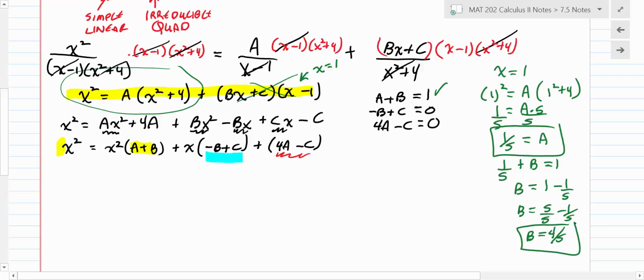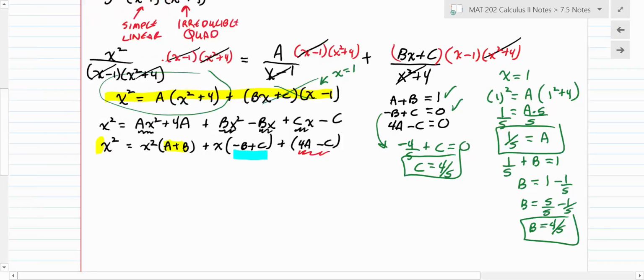Okay? All right, everybody okay with that? Fractions. You've got to deal with the fractions when they show up. Now I'm going to go to this equation, and I now know what b is. So b is 4/5. So this equation is going to give negative 4/5 plus c equals 0. So c is positive 4/5. Okay, so we got all that stuff taken care of.